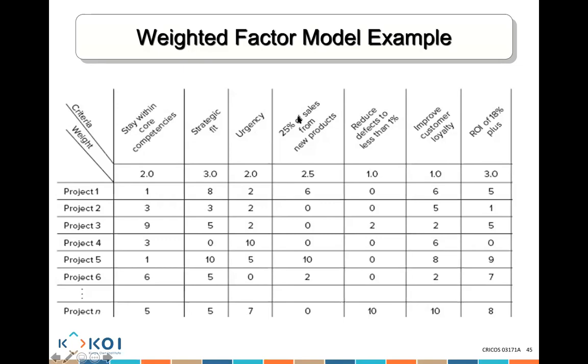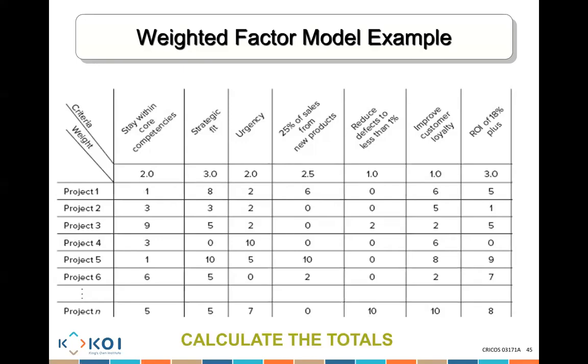25% for sales from new products. Is project 1 going to give me 25% of sales from new products? Well, it's not bad. It's going to give me a 6. Is it going to reduce defects? It's a 0. It has nothing to do with defects. Does that make sense? So for every project, you are ranking out of 10 how project 1 performs for each criteria. How does project 2 perform out of 10 for each criteria? Project 3, 4, 5, and so on.